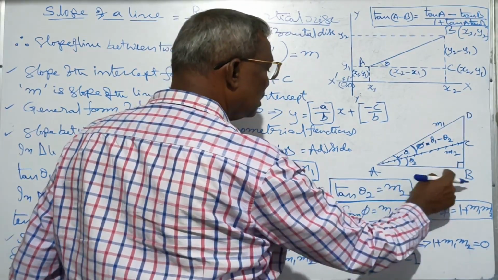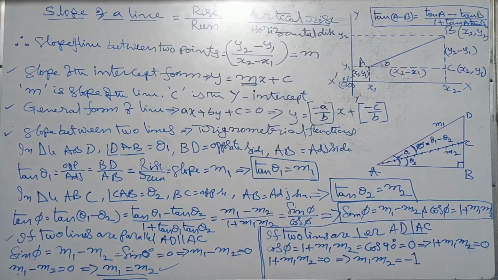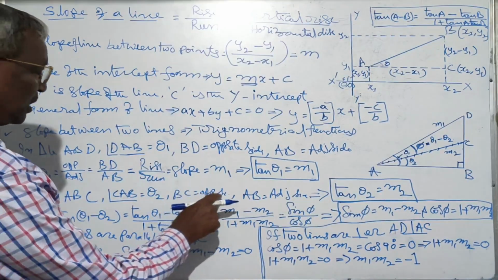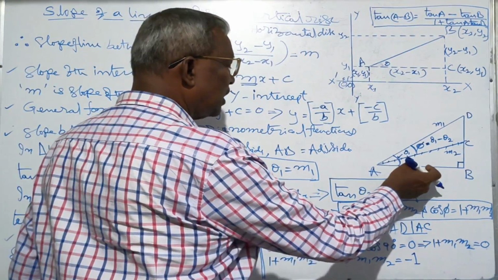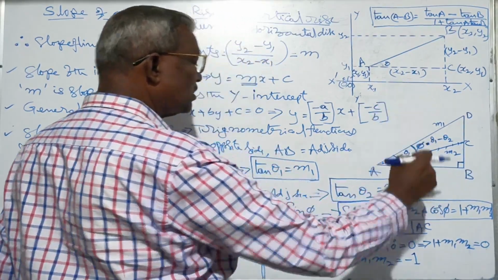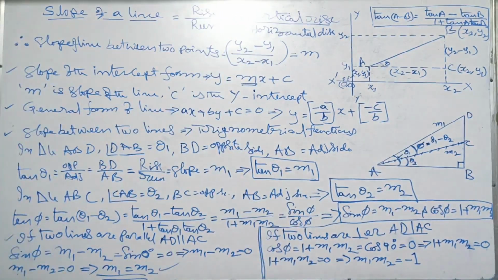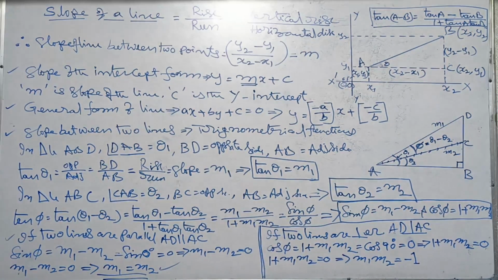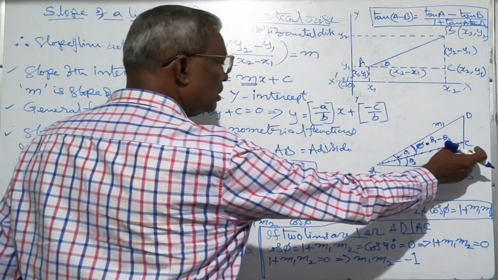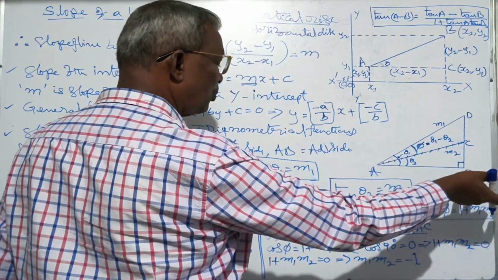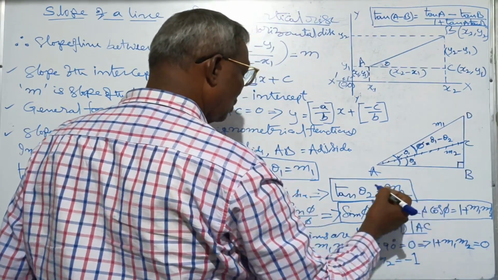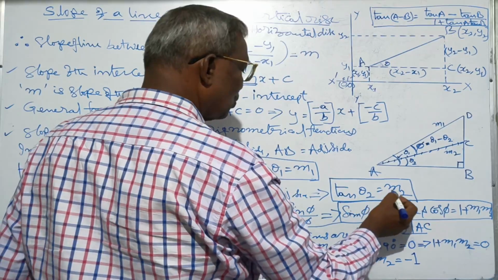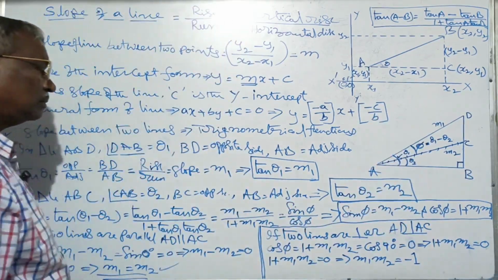Adjacent side is AB. Opposite side is BC. Tan theta 2 is equal to opposite side by adjacent side, that is rise by run. That is the slope. Slope of line AC is equal to M2. Therefore, tan theta 2 is equal to M2.